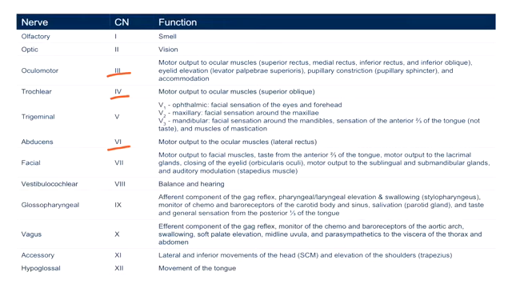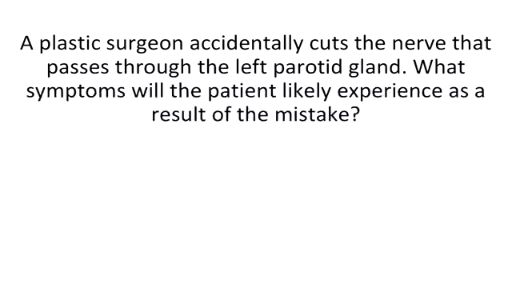Involvement of the ophthalmic branch of the trigeminal nerve would result in a loss of facial sensation around the eyes and the forehead. And involvement of the maxillary branch of the trigeminal nerve would result in loss of facial sensation around the maxilla. Okay, let's do another question. A plastic surgeon accidentally cuts the nerve that passes through the left parotid gland. What symptoms will the patient likely experience as a result of the mistake?